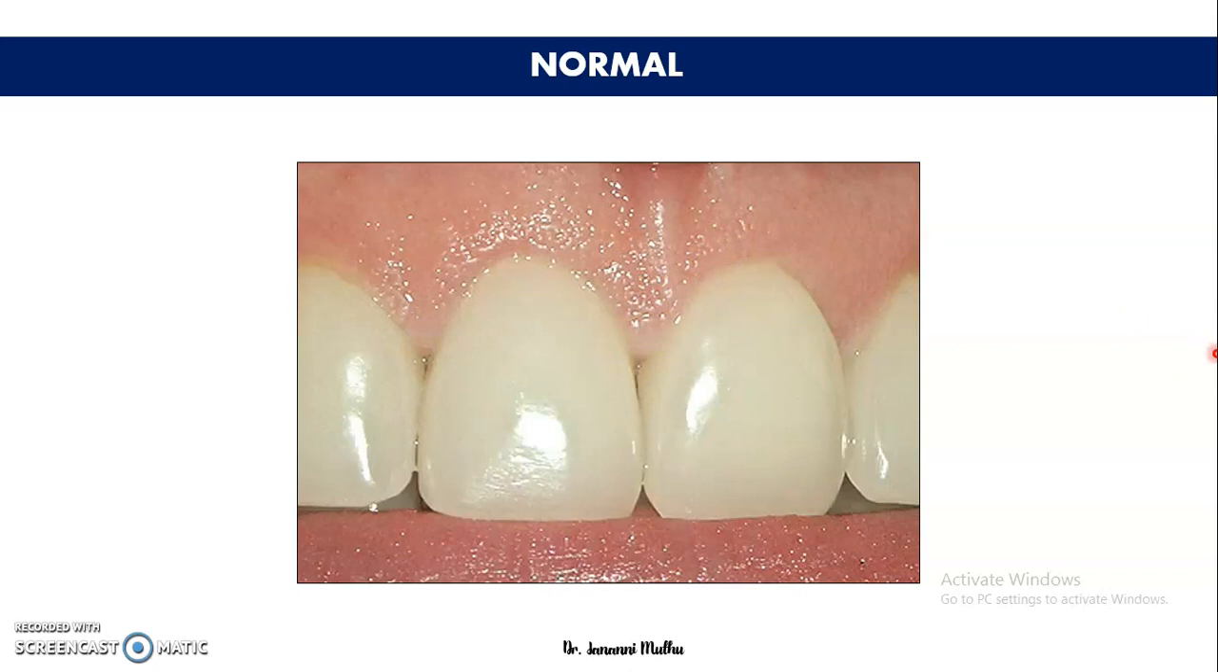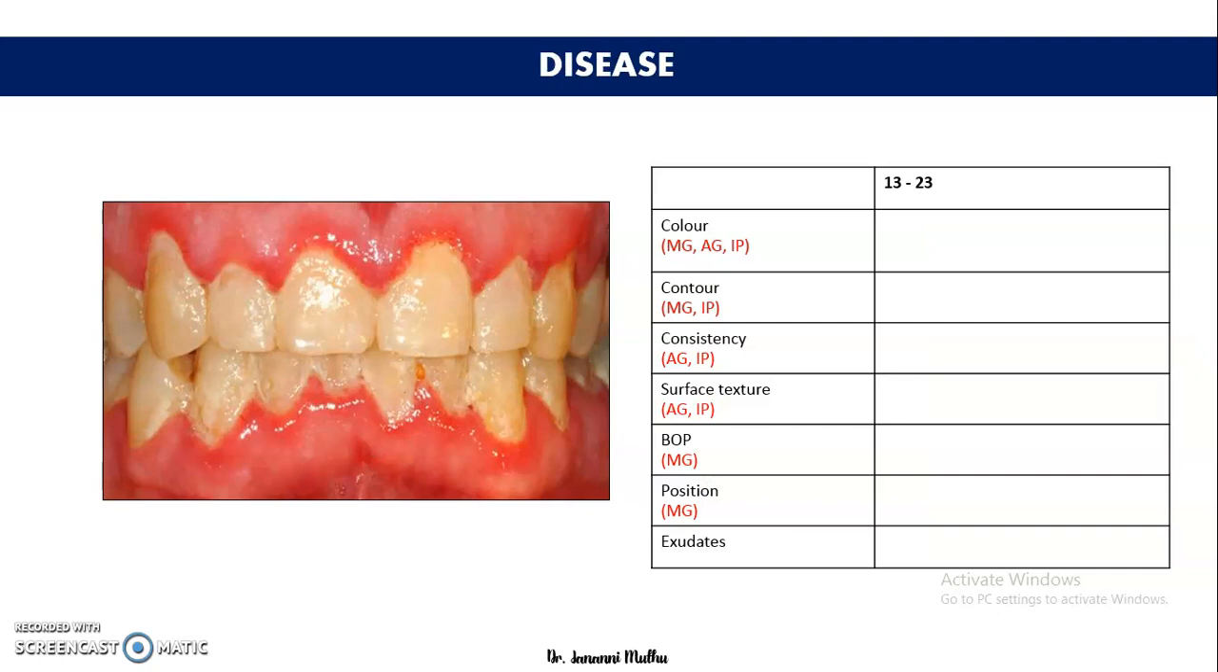Now let's take a look at how to record findings in disease conditions. So this is example number 1. We will see how to record the findings from 1-3 to 2-3. As you can see here, the signs of inflammation are limited to the marginal gingiva as well as the interdental papilla. Looking into the color, the marginal gingiva and the interdental papilla are reddish pink, whereas your attached gingiva is pale pink with pigmentation. The marginal gingiva is rolled out and the interdental papilla is blunt.